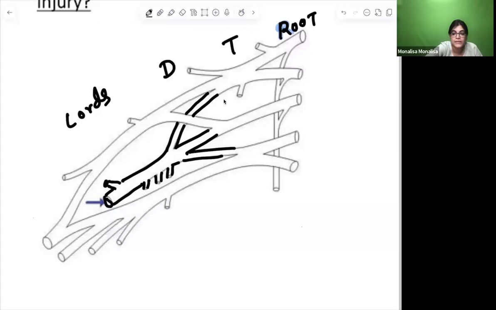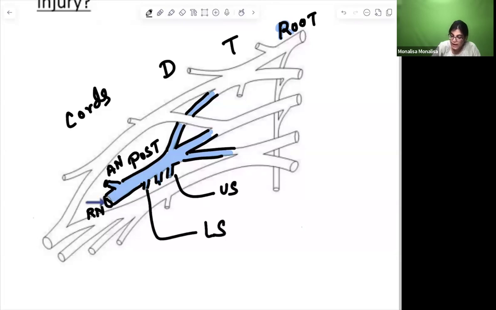Veer is telling, and some of the students, Veer, also Sonia and Surya, are telling the right answer. It is the radial nerve. Basically, you can identify this part as the posterior division of all the 3 trunks, and the posterior divisions of all the 3 trunks join to form the posterior cord of the brachial plexus. So which cord is this? This is the posterior cord, and this is RN, radial nerve. This is AN, axillary nerve. This is US, this is LS, and this is LT.